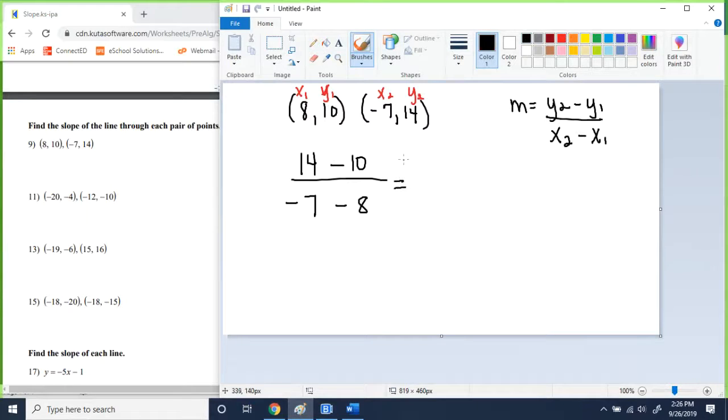This is where your integer rules are going to be very important. So 14 minus 10, take the sign of the biggest number. It's going to be plus. The signs are different, we're going to subtract. So 14 minus 10 is 4. A negative 7 and a negative 8 is going to be a negative 15. So we know when we graph it, the slope going downward is a negative slope. So this slope is negative 4 over 15.